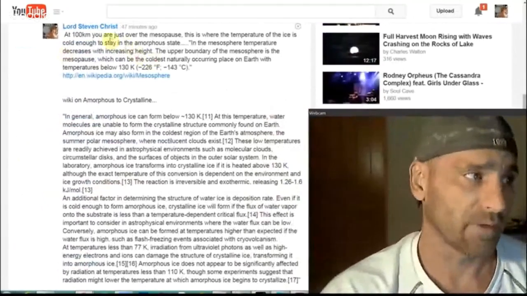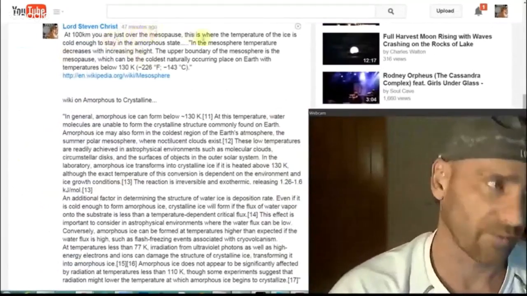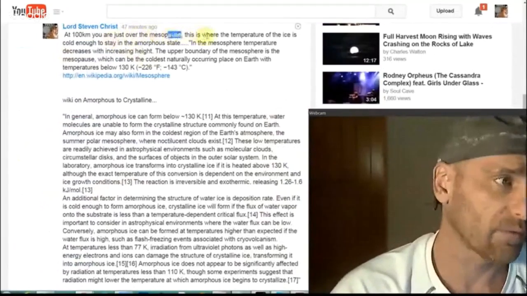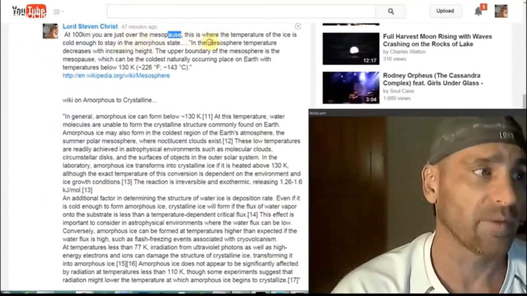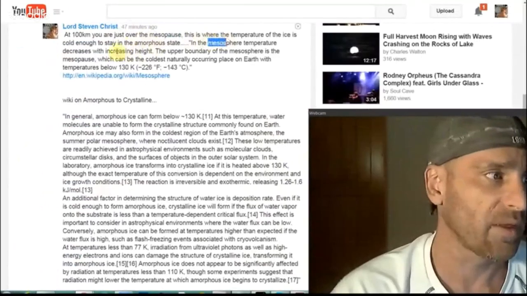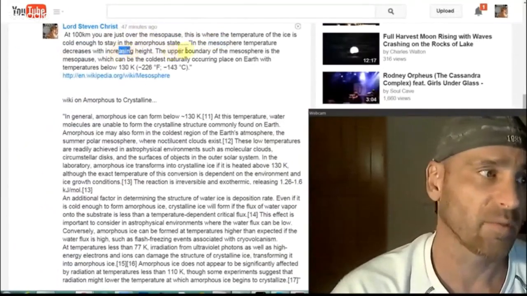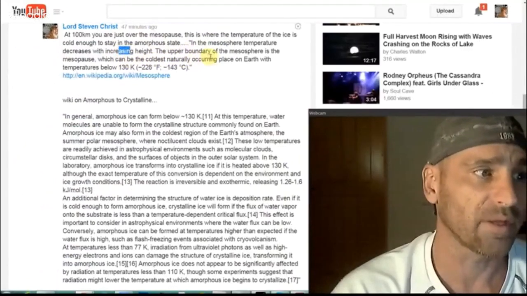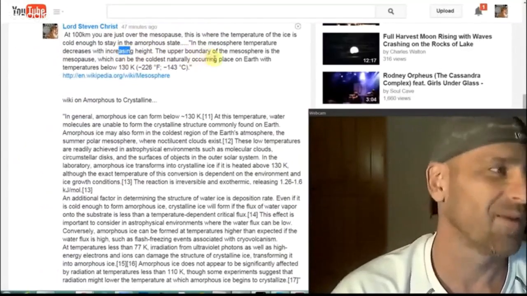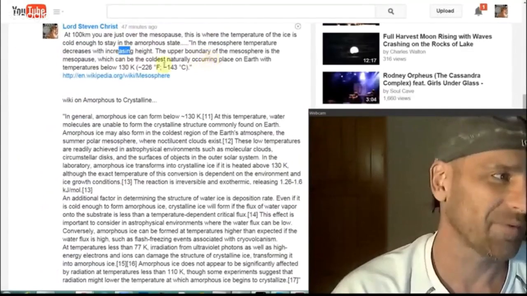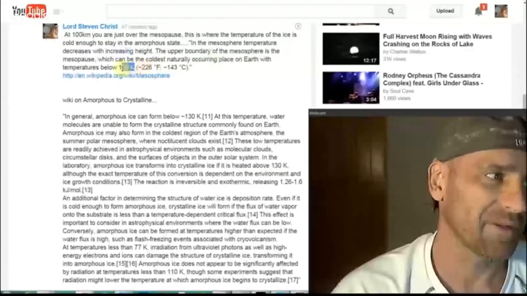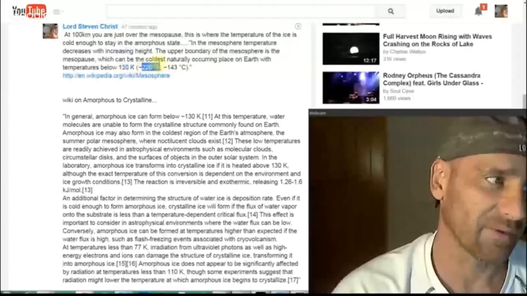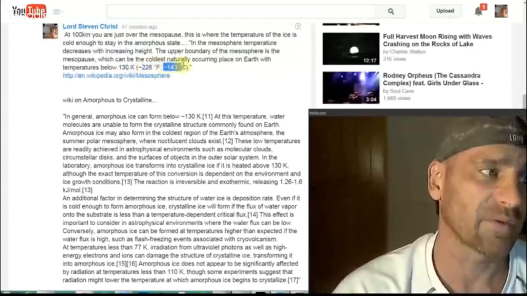I'll just read it to you. At 100 kilometers, you are just over the mesosphere, the mesopause. This is where the temperature of the ice is cold enough to stay in the amorphous state. In the mesosphere, temperature decreases with increasing height. The upper boundary of the mesosphere is the mesopause, which can be the coldest naturally occurring place on Earth, with temperatures below 130 Kelvin, which is minus 226 Fahrenheit, or minus 143 Celsius. So it can be below that, it can be colder than these temperatures here.